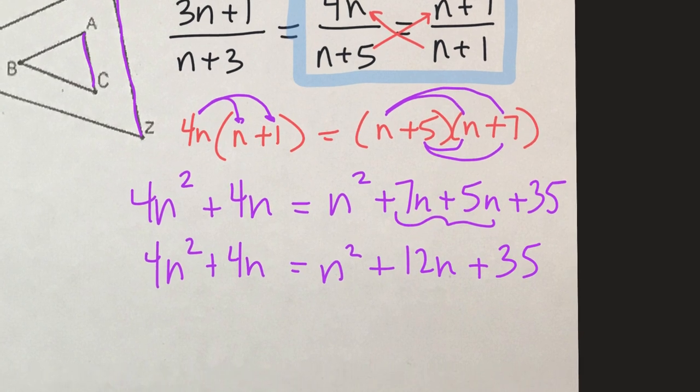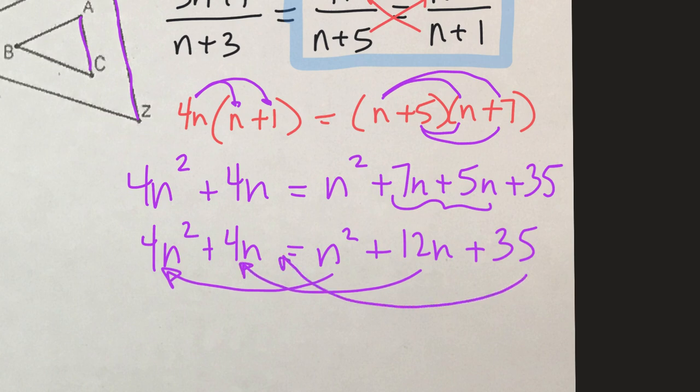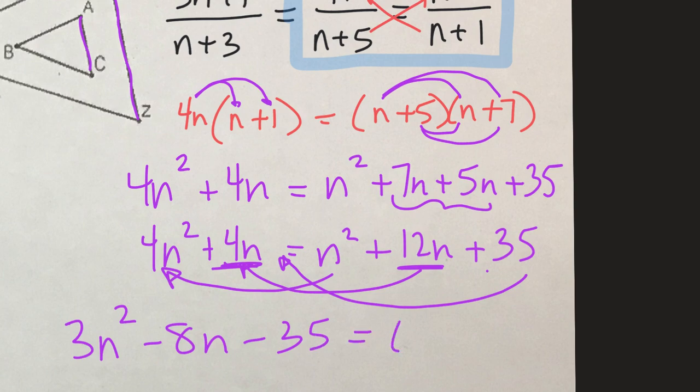Now I notice there's a quadratic, and I'm going to get everything onto the same side as my larger squared term. So I'm bringing everything over to the left side. 4n squared minus n squared is 3n squared. 4n minus 12n, that's minus 8n, and then minus 35 equals 0.